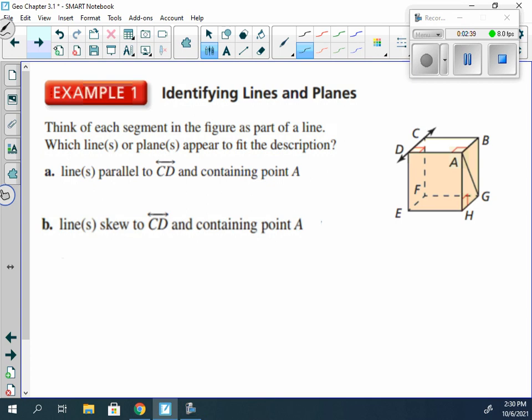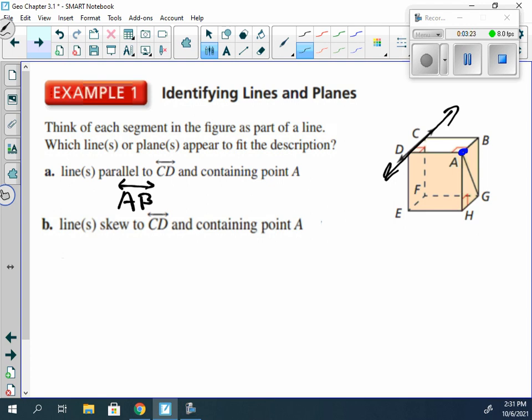Now, think of each segment in the figure as part of a line. Which lines or planes appear to fit the description? Line parallel to CD and containing the point A. So we need to name a line that is parallel to CD and contains the point A. AB is parallel to CD and contains the point A.